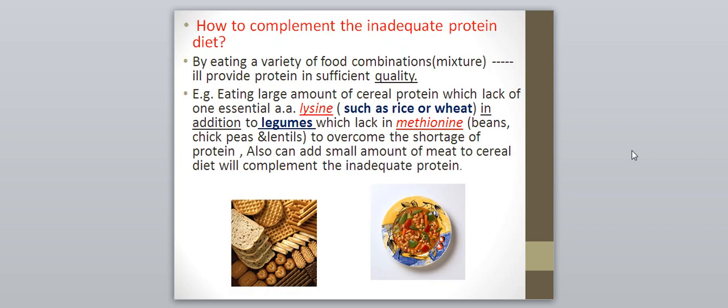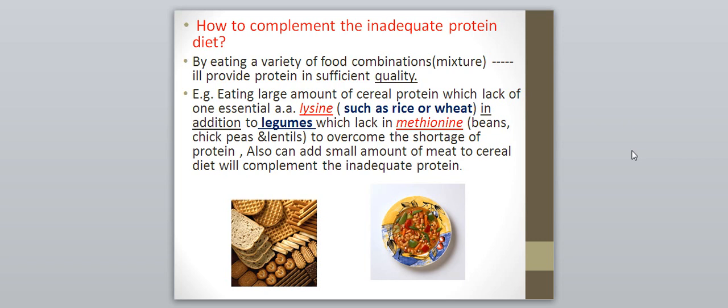So how would they complement the inadequate protein diet? How to complement that? By eating a variety of food combinations of food that contain a mixture of different amounts and different types of protein is sufficient to complement each other if they are given in good quantity and quality.